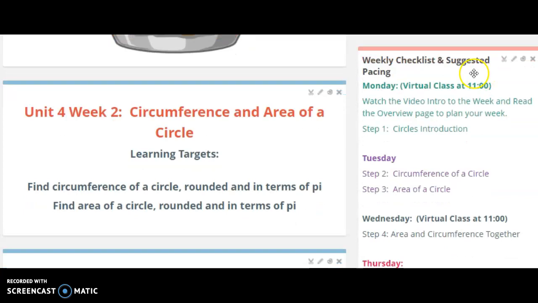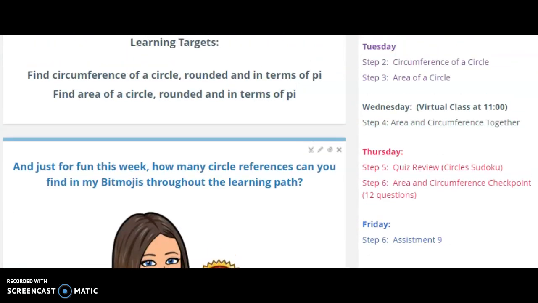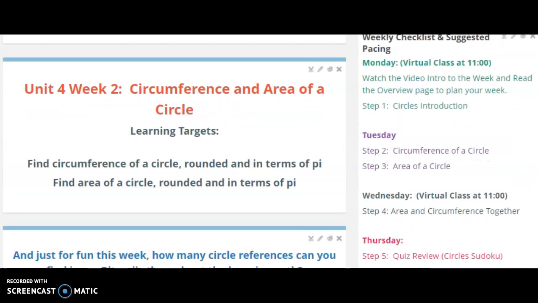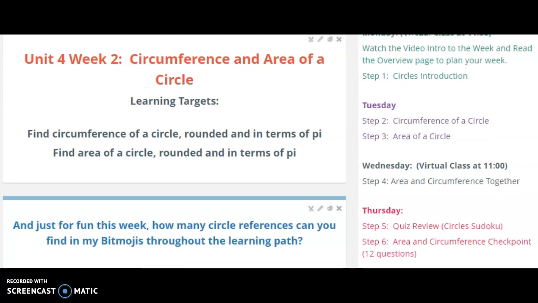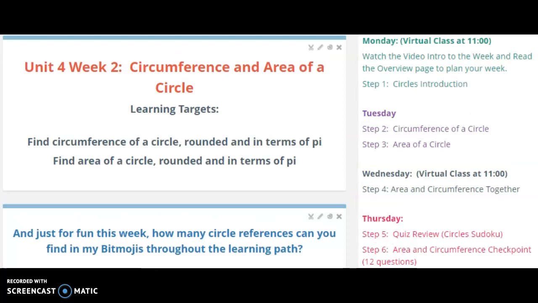And I have given you along the right side of the overview page your weekly checklist and suggested pacing. So you can see that there are actually 7 steps this week because I have included a final step of Assessment 9. Some of the steps are a little bit shorter than others, so I've given you a suggested pacing to kind of divide that work up and also factored in days where you would have your class time as well. All right, let's start looking at step 1 of our learning path.